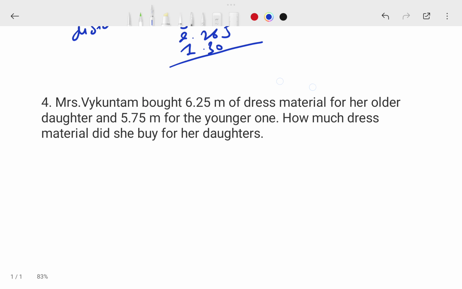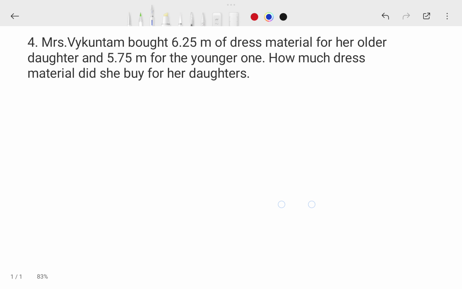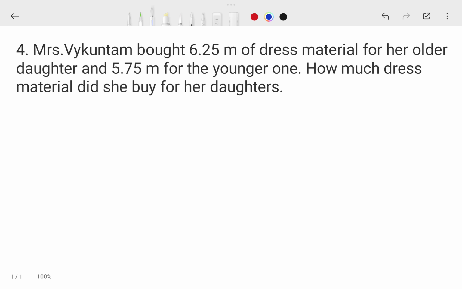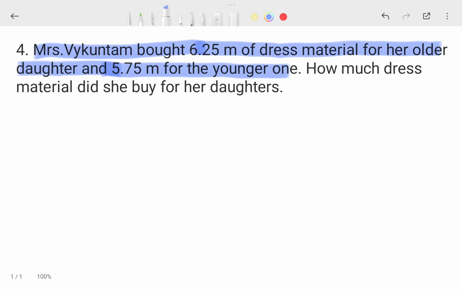Now let's talk about the fourth question. I think this is the last question. Okay, wait a minute. Mrs. Bekuntam bought 6.25 meters of dress material for her older daughter and 5.75 meters for the younger one. How much dress material did she buy for her daughters?